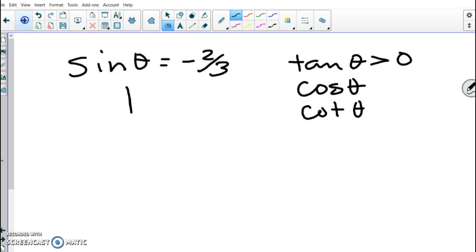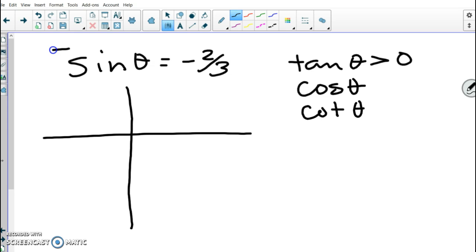So the sine is negative 2/3. We have the sine being negative, but the tangent being greater than 0, giving us a positive tangent. And we know that quadrant 3 is the only place where both of those two things happen. So now we have an angle, and we're given a negative 2/3 value.